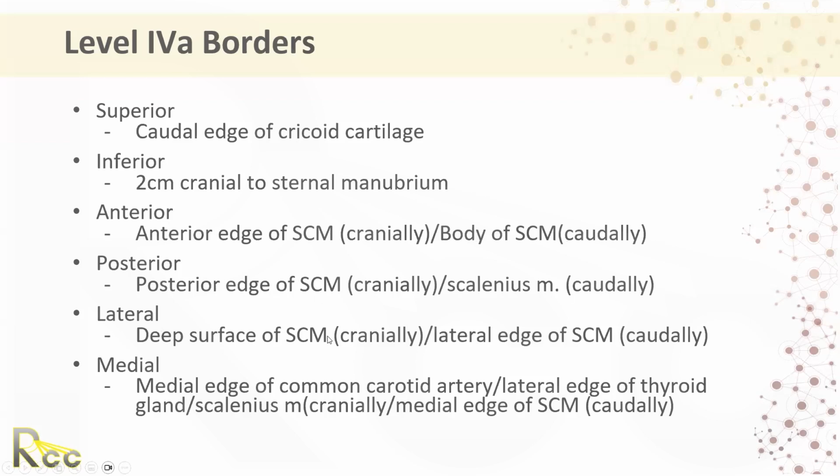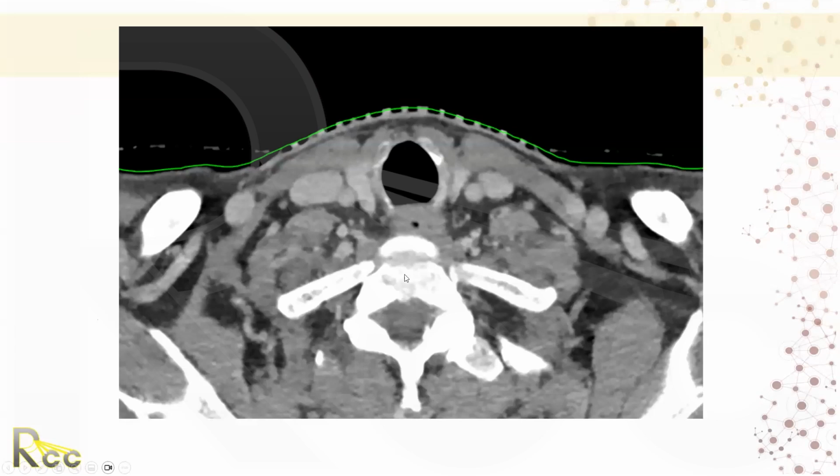Laterally is the deep surface of the sternocleidomastoid and the cranial aspect, and then lower down the lateral edge of the sternocleidomastoid muscle. Medially is kind of a conglomeration of structures. The medial edge of the common carotid artery. You have to be mindful of the thyroid gland, and then the scalenus muscle. And then lower down, you can use in the inferior aspect, the medial edge of the sternocleidomastoid muscle. So let's review this slice.